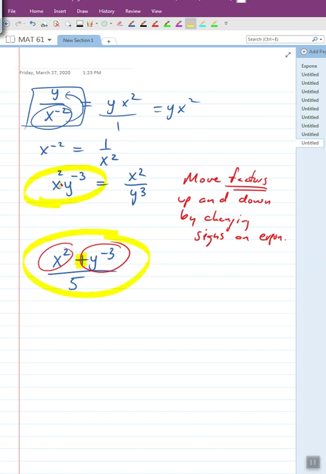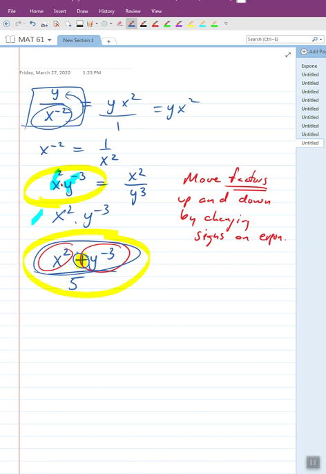In the first example, the thing that joins the two expressions, the x squared and the y to the negative 3, is a times, which means both of these things are factors. That is, x squared and y to the negative 3 are both factors if that multiplication is between them. Now these two, x squared and y to the negative 3 down here, are not factors because the thing joining them is an addition. Okay, I can't move things up and down in a fraction bar by changing their exponents if they're not factors.